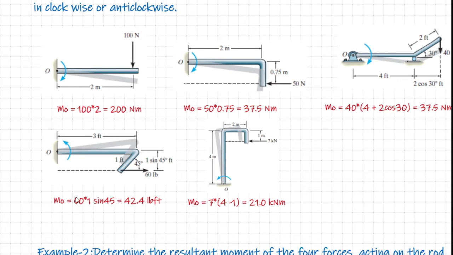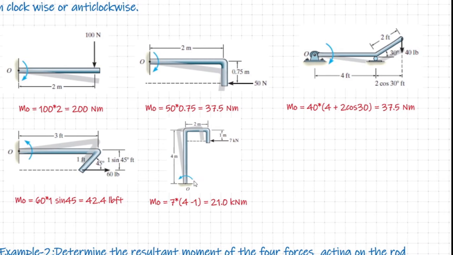So MO in this case is the magnitude of the force, that is 60, into what's the perpendicular distance measured from the point O onto the line of action of the force? It is nothing but 1 sine 45. So accordingly, we obtain MO as 62.4. And please note here that this applied force of 60 lb produces a counterclockwise moment at the point O.